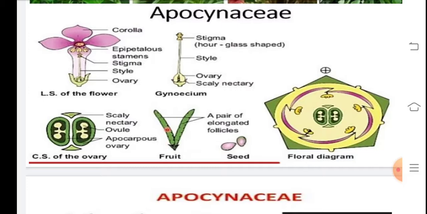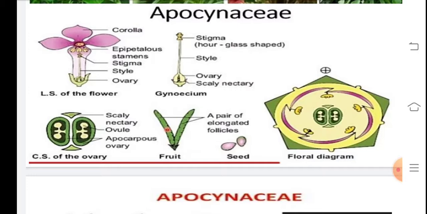Catharanthus sadafuli. Old name is Vinca rosea. So see in the LS the ovary, then style, stigma, epipetalous stamens, and the corolla. The entire gynoecium diagram is there. Nectaries are there, two nectaries along this ovary. Then the style is short. The flower is very small, so generally it is very attractive, and the stigma shows a dumbbell shaped type of stigma.